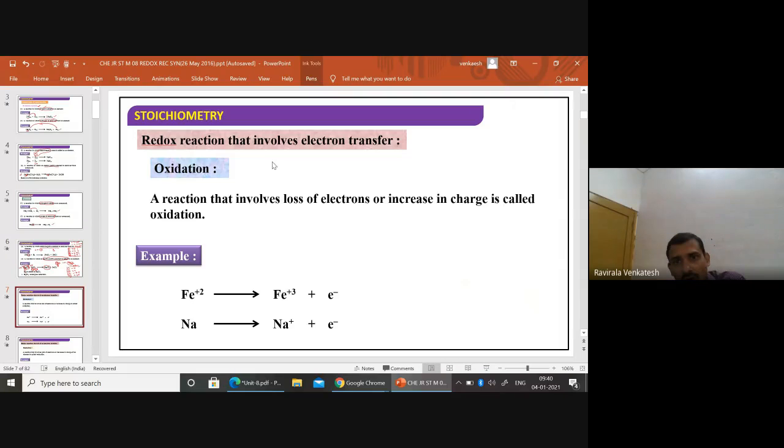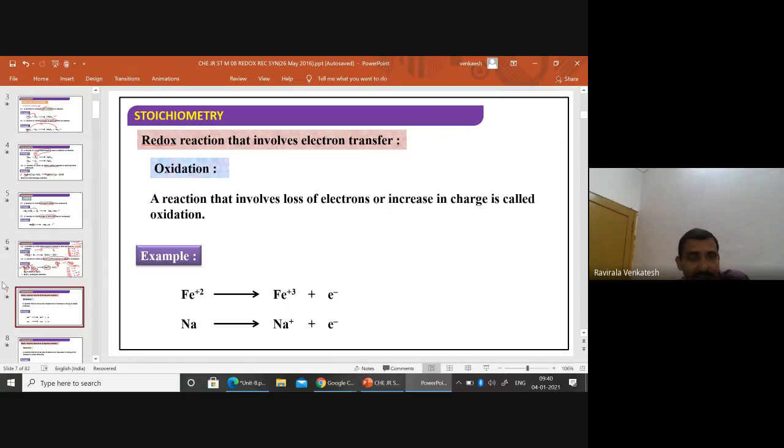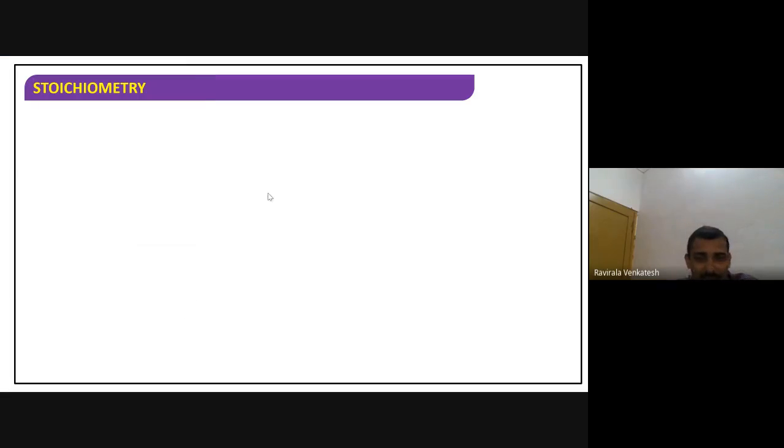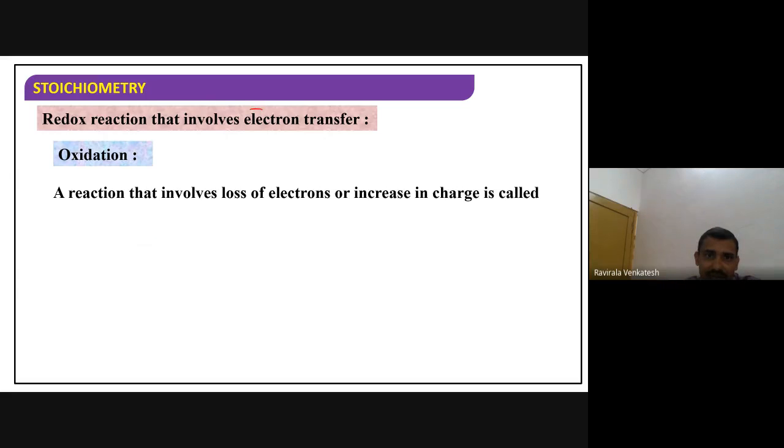Redox reactions that involve electron transfer. I told you in the last class some contradictions will be there. In those cases we cannot identify which is the electronegative element and which is the electropositive element; identification is very difficult. So we consider what happened in terms of electrons. In terms of electrons, what is an oxidation reaction? Simply loss of electrons. Loss of electrons is nothing but called oxidation reaction.